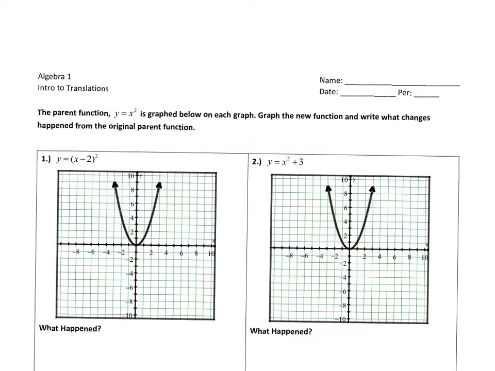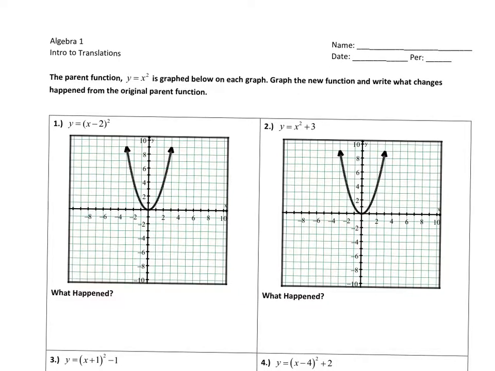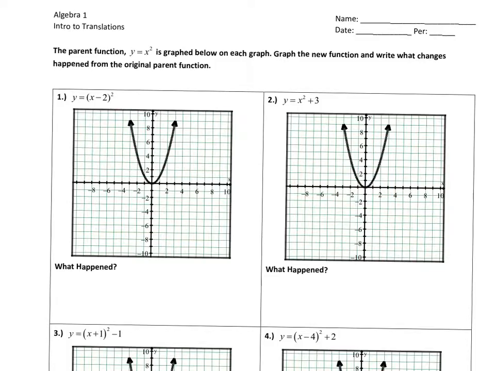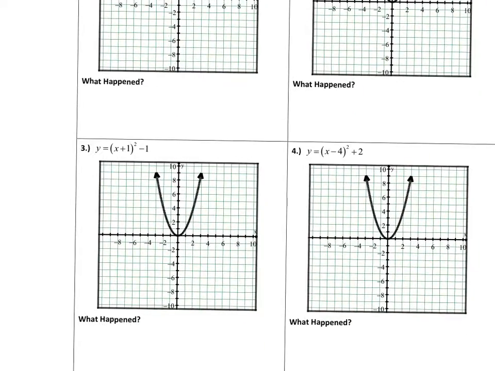Like, where did the vertex move? What kind of shift happened? Did it get taller? Did it get skinnier? Did it get wider? What happened? I'm going to leave number 1 and 2 alone because those ones are a little bit easier. I want those for you guys to get more practice. I'm going to skip down to number 3.